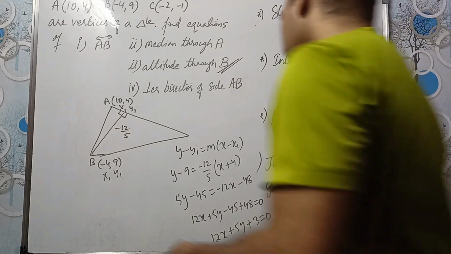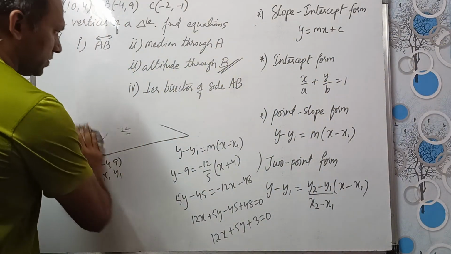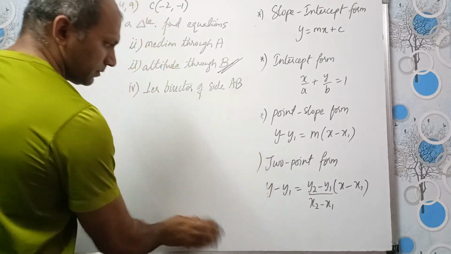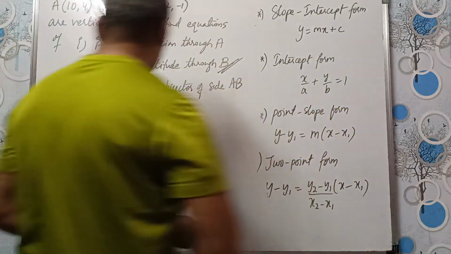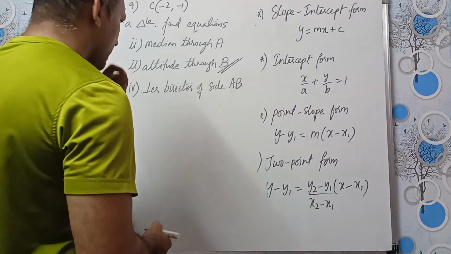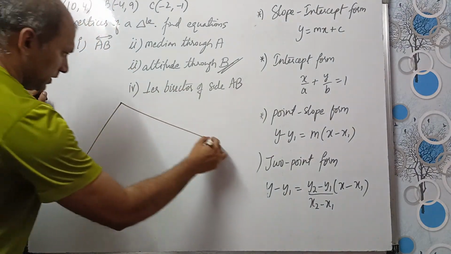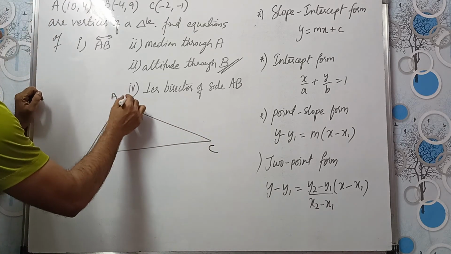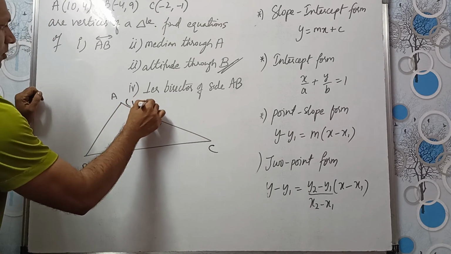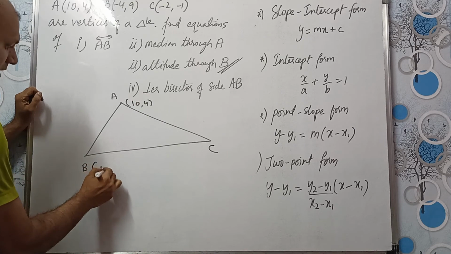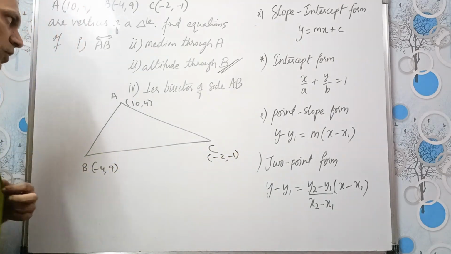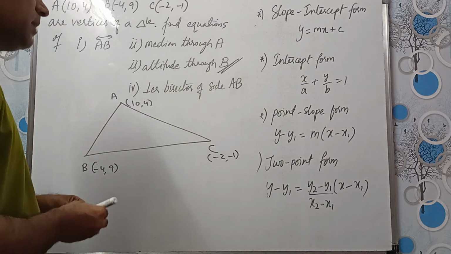Okay. Alright, let me rub this. Let us do the fourth bit. Alright. Perpendicular bisector of side AB. Let us draw the diagram again. A, B, C. Value of A is 10, 4, value of B is minus 4, 9 and C is minus 2, minus 1. Perpendicular bisector.